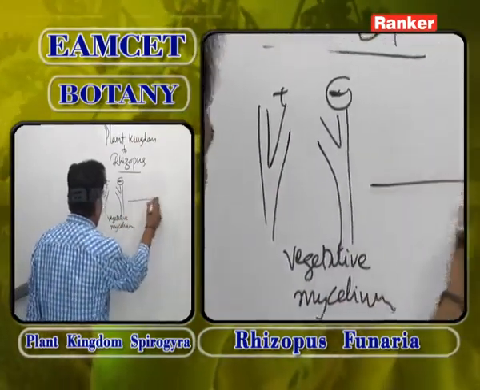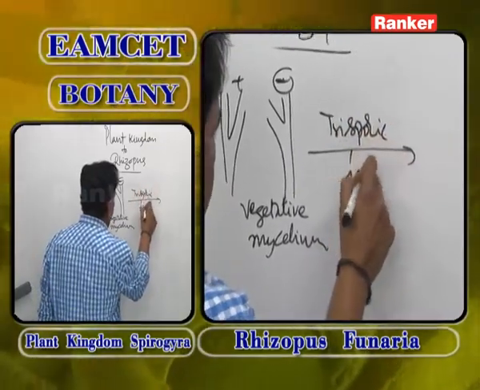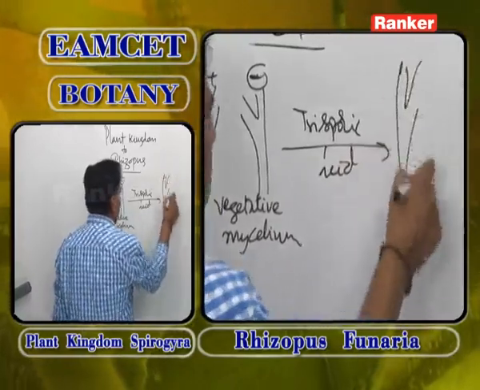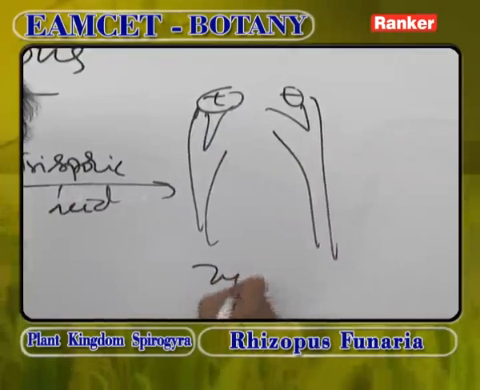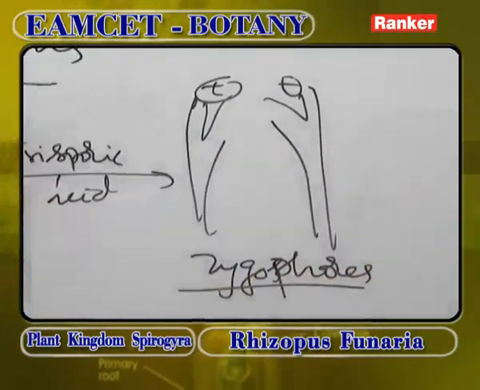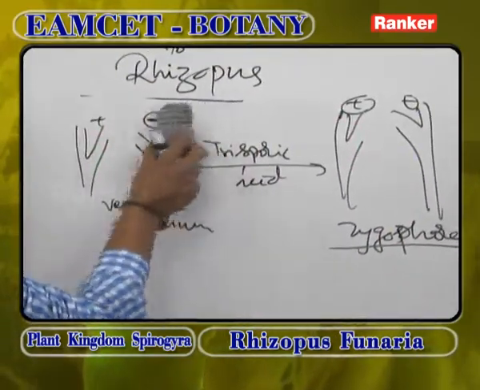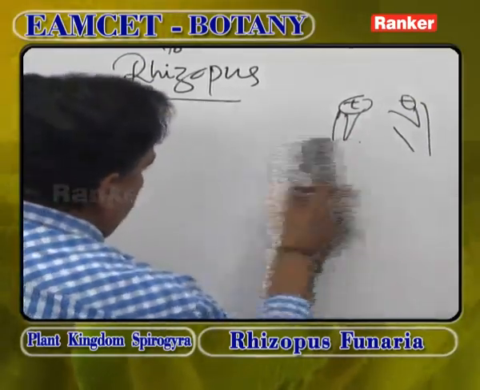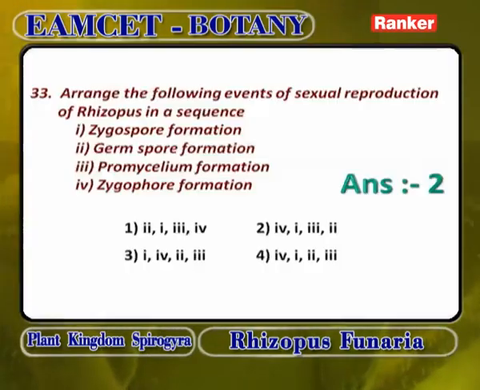These vegetative mycelia, in the presence of a special sex hormone or chemical substance called trisporic acid, convert into some type of hyphae which can be involved in sexual reproduction, and these are popularly called zygophores. So zygophores are vegetative mycelia. Vegetative mycelia cannot perform sexual reproduction. Zygophores perform sexual reproduction. So first option, zygophore formation. So 4 is zygophore formation.